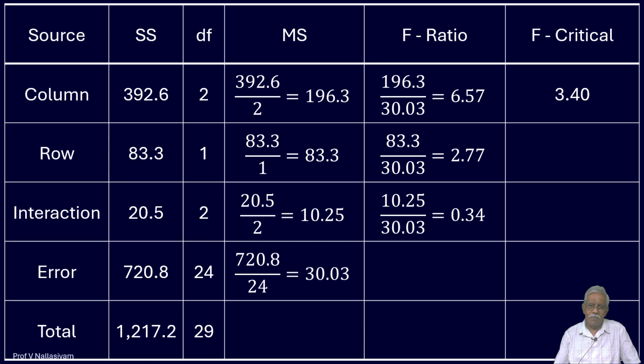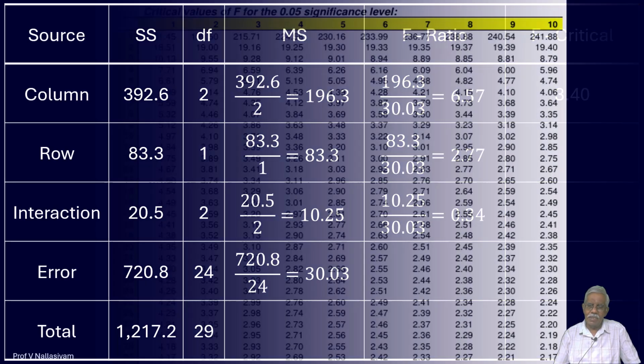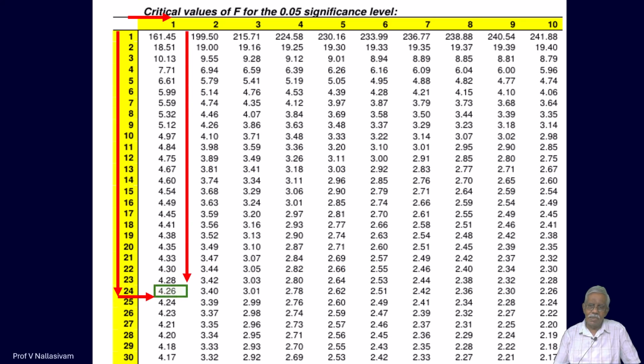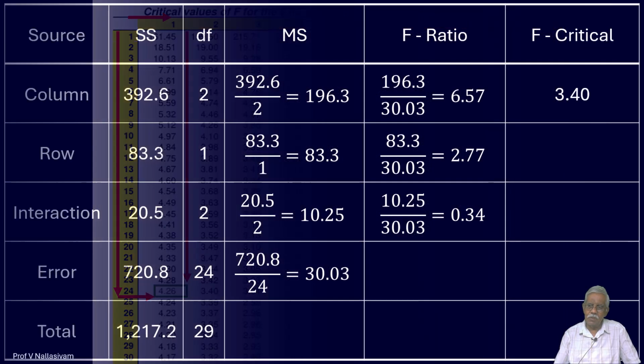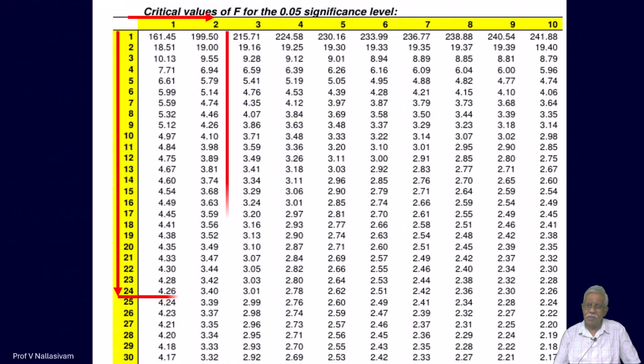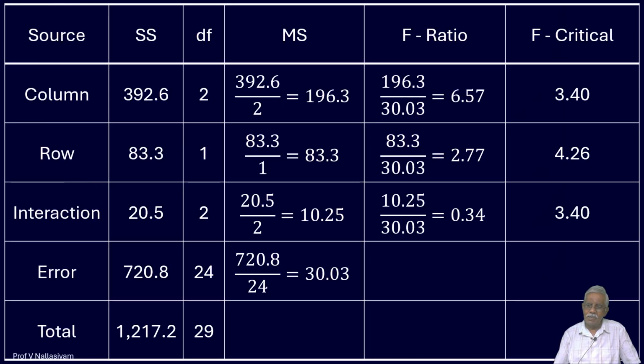For the mean square of row, we have to find the F value like this. Its numerator degrees of freedom is 1 and its denominator degrees of freedom is 24. Move 1 unit along the top row and move 24 units down. Locate the F value. It is 4.26. Place it in the table. Since the mean square of interaction has the same degrees of freedom as the mean square of column, we shall use the F critical value 3.40 in this case also. Place it in the table.